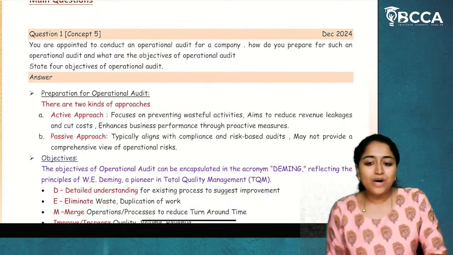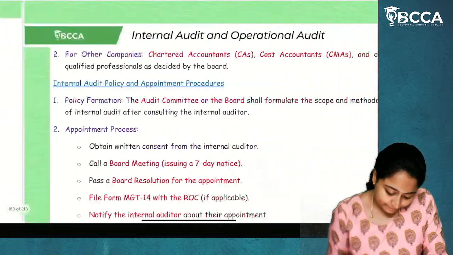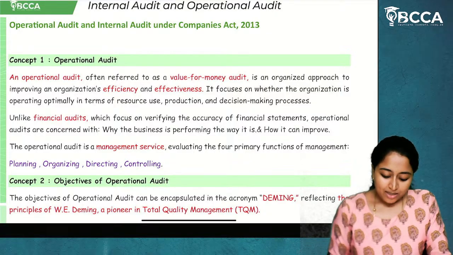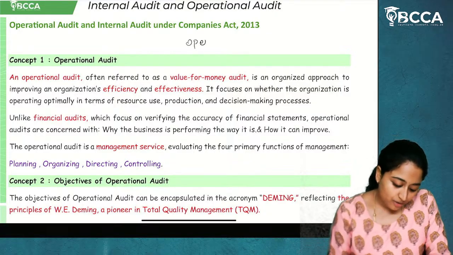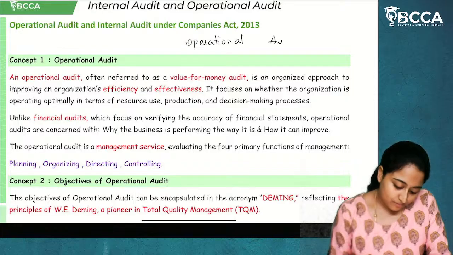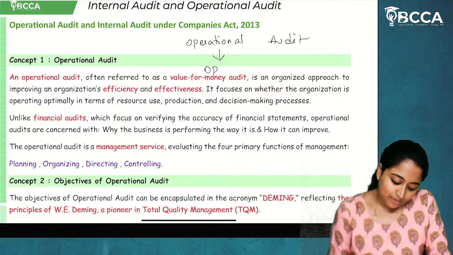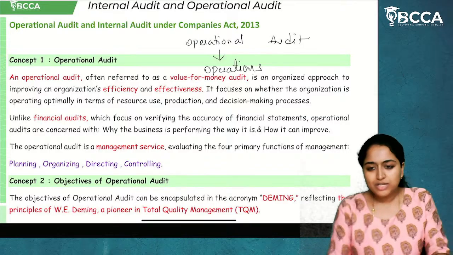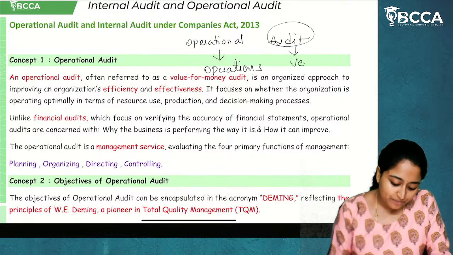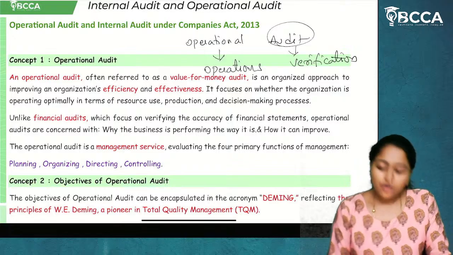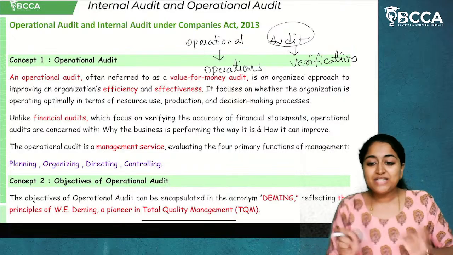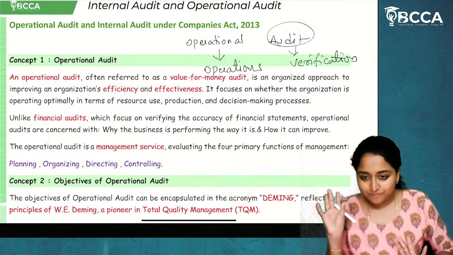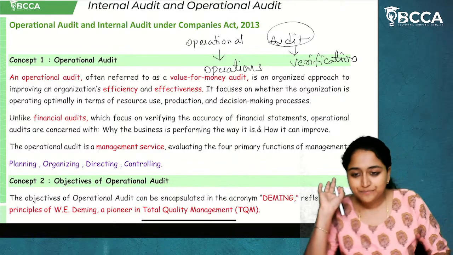So first you will write what is operational audit. Here it is nothing but operations. What are operations? Inside the organization, how it is working. It is called operations. Now what is audit? Verification of something. So in combination, in an operational audit the auditor tries to verify or examine how effectively operations are being performed in the organization. I hope it is clear.